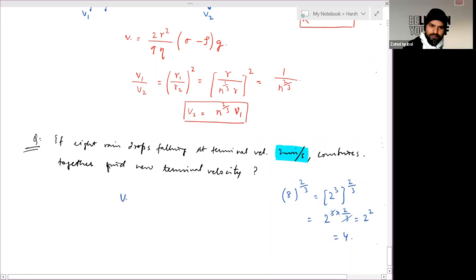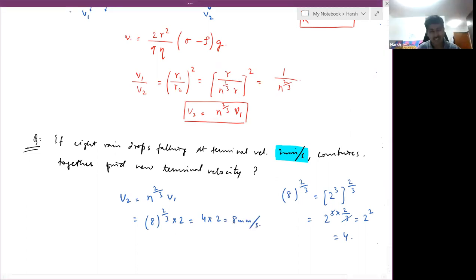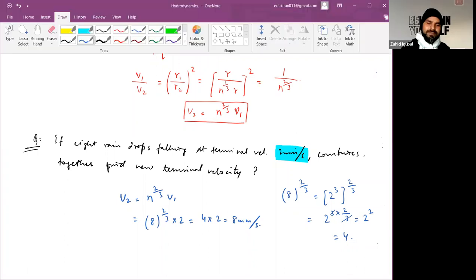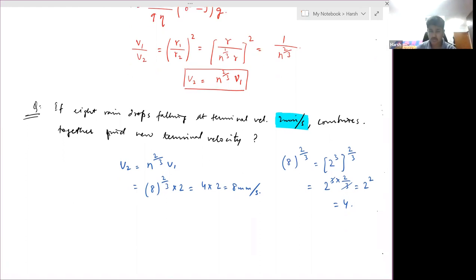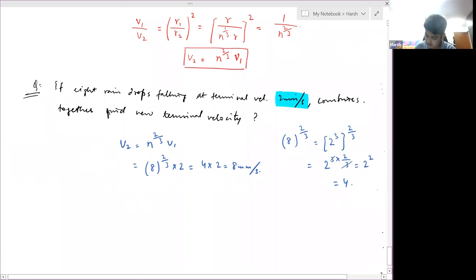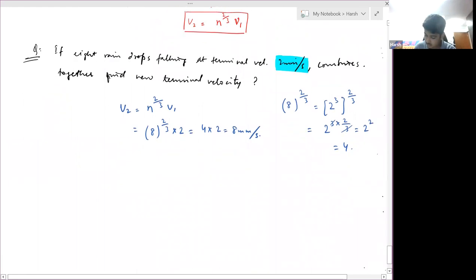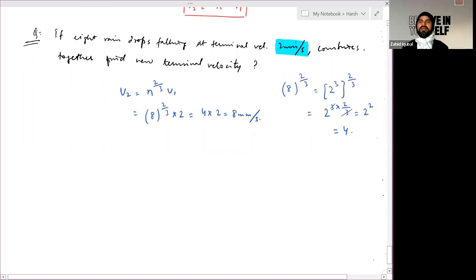Good. So V2 will be equal to n raised to 2/3 times V1. And we have 8 to the power 2/3 times V1, that is 2. So it will be 4 into 2, that will be 8 mm per second. Yes, 8 mm per second. Any doubt? No, sir. Done? Yes, sir.